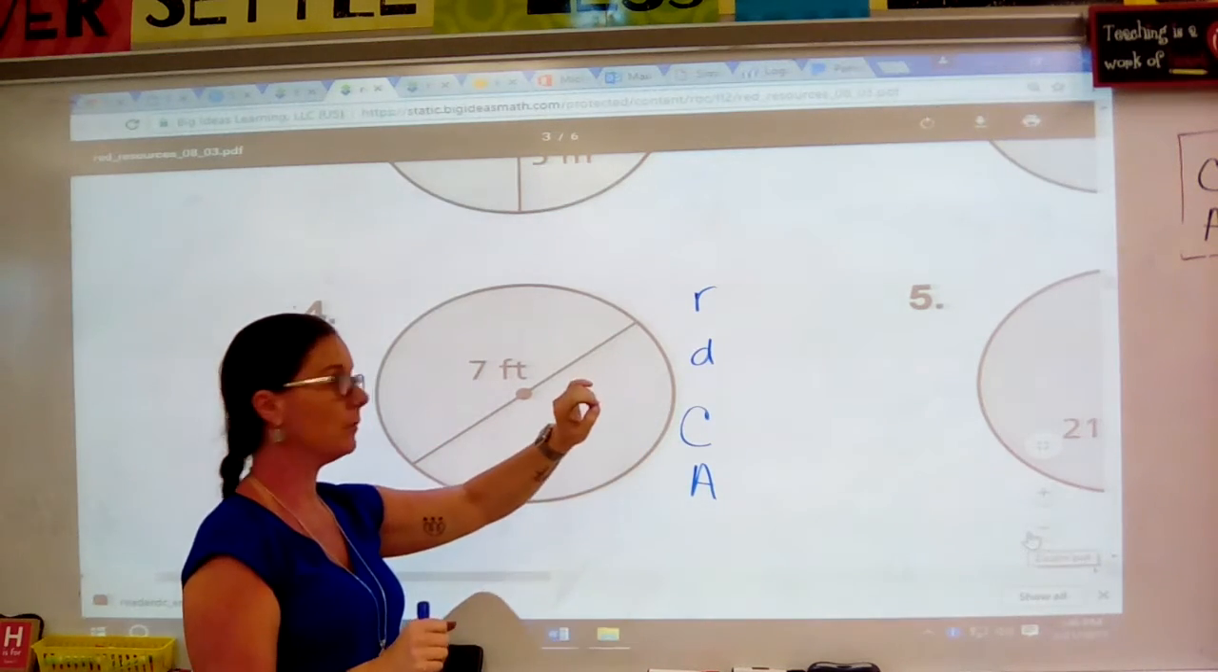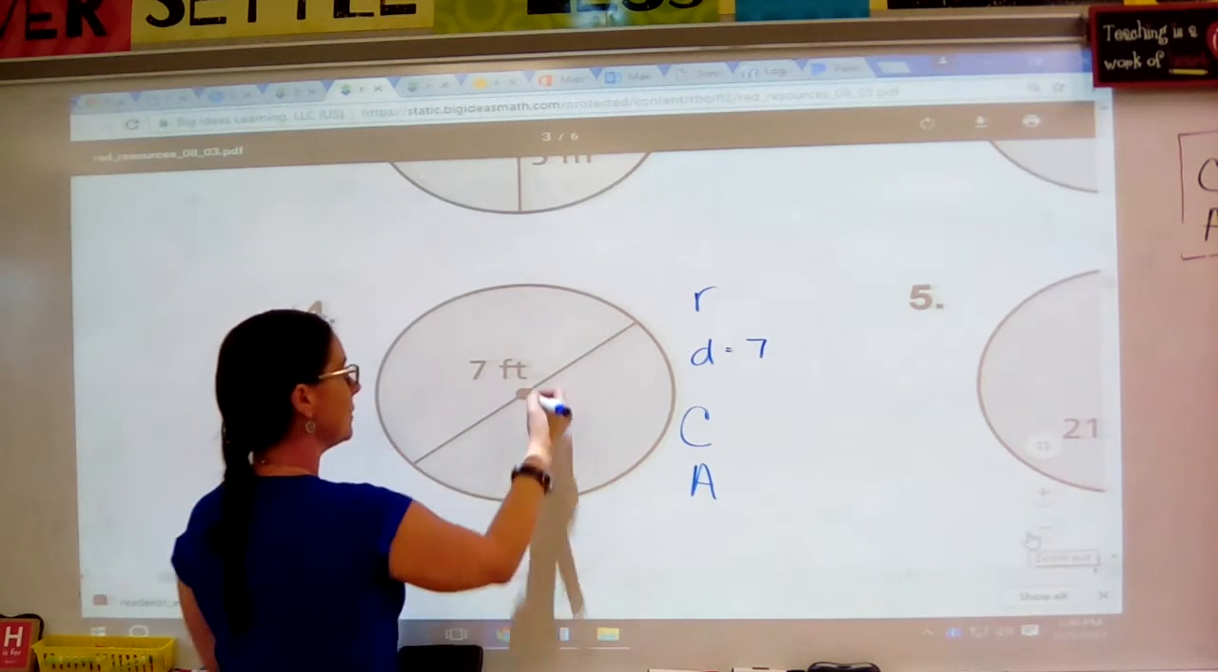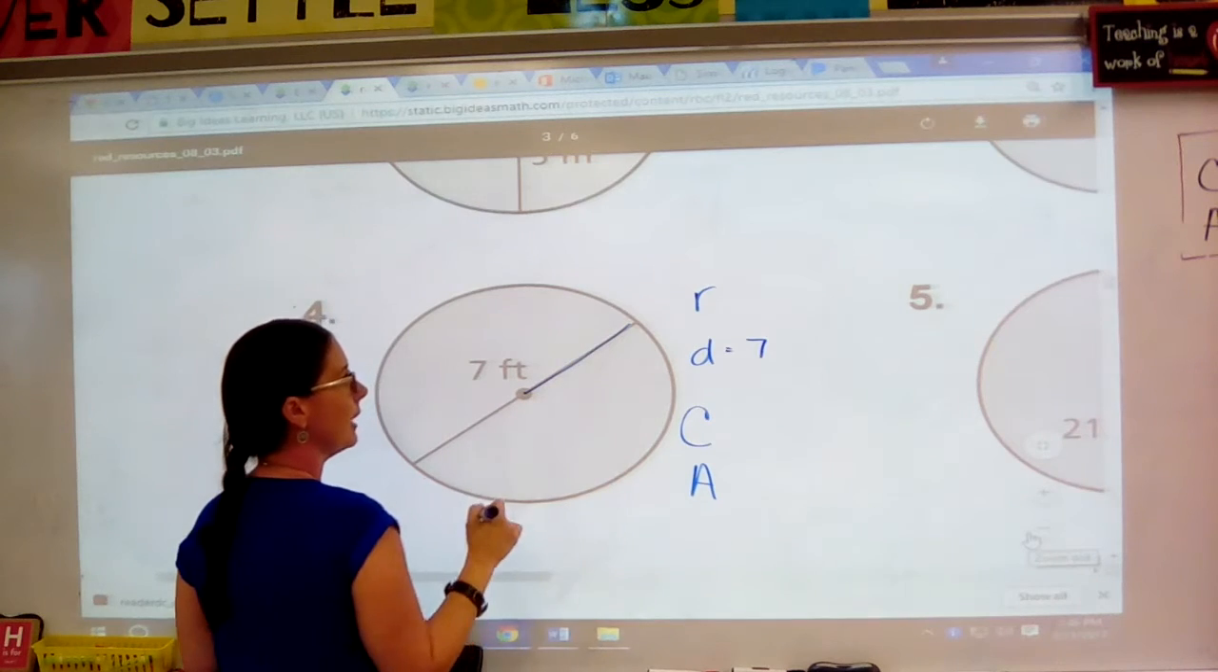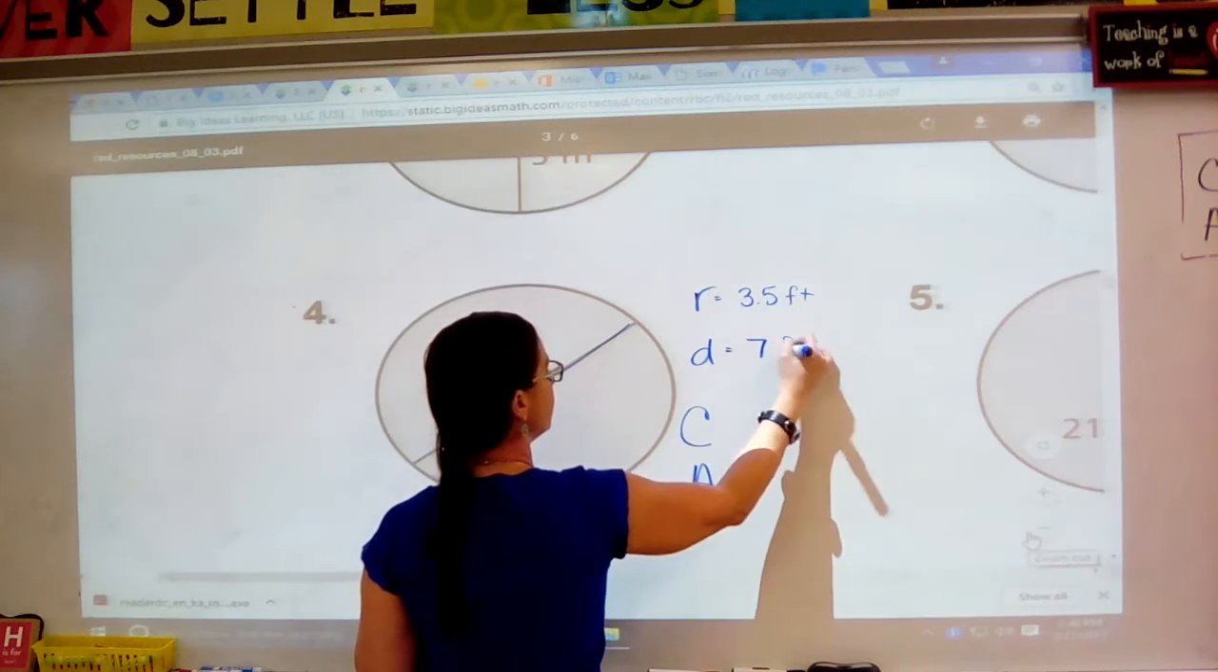Right now, this example that we're working on is the diameter. So my radius, which would be just from the center out, would be half of that, which would only be 3.5 feet.